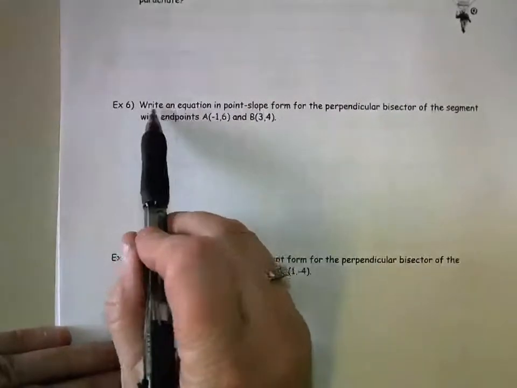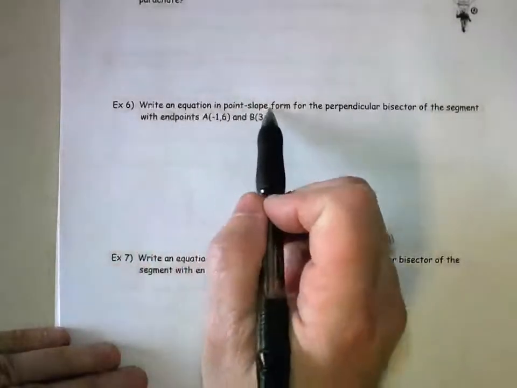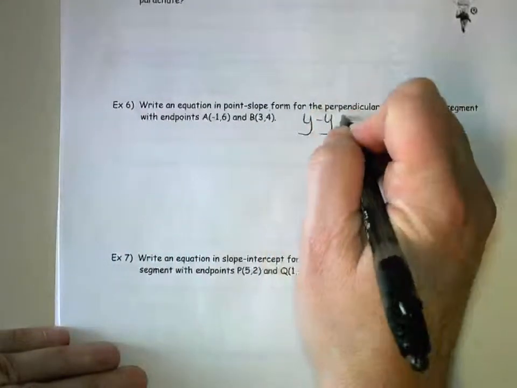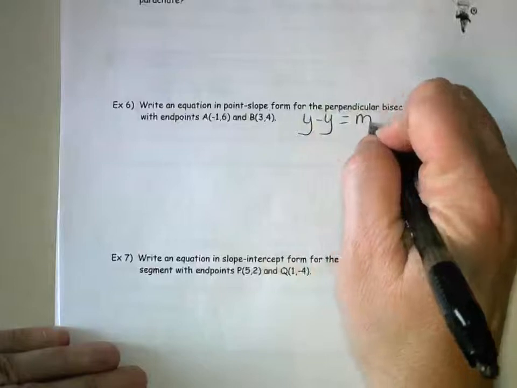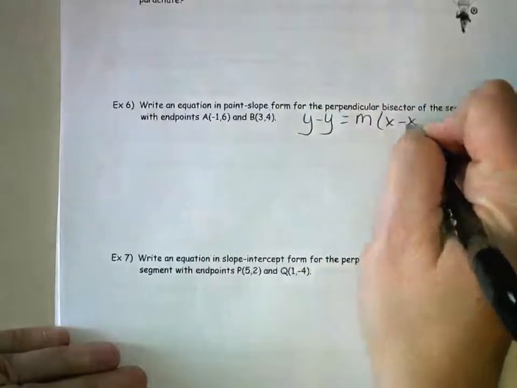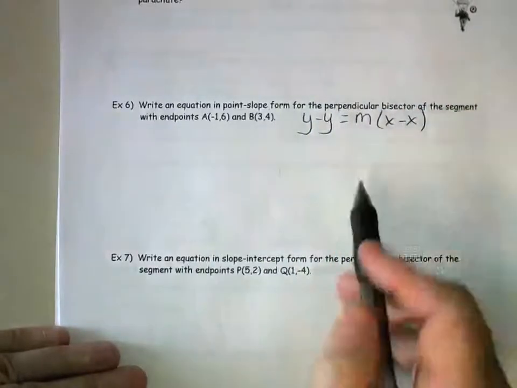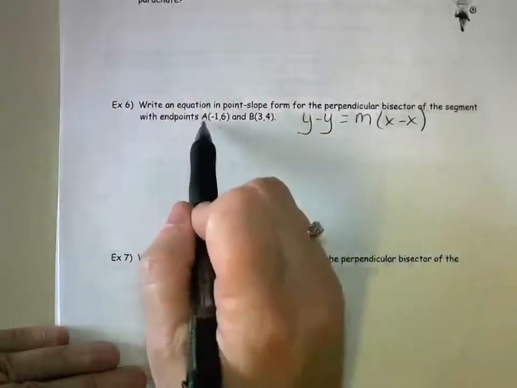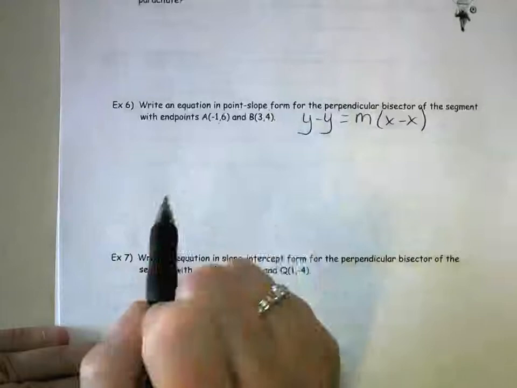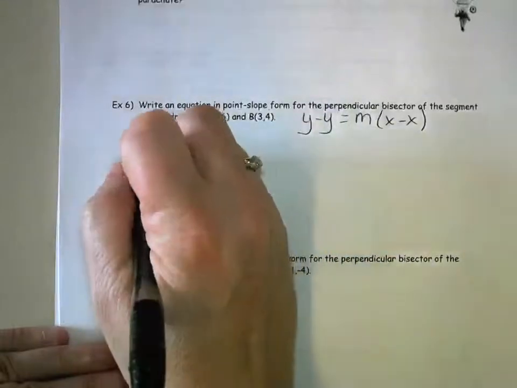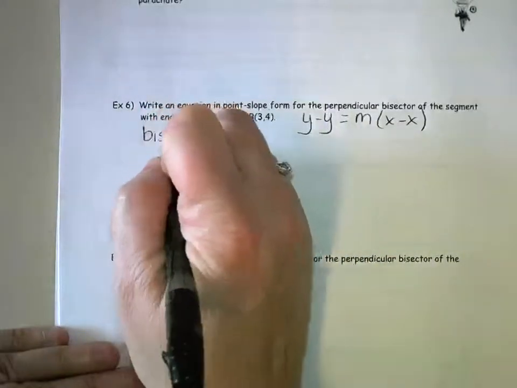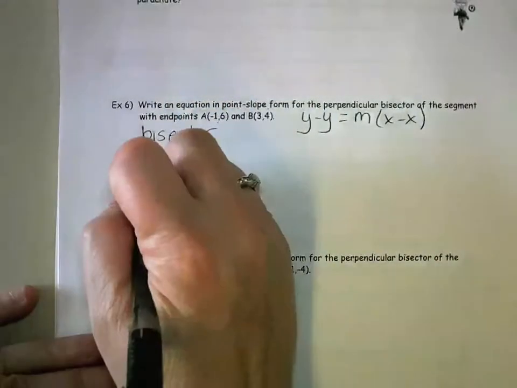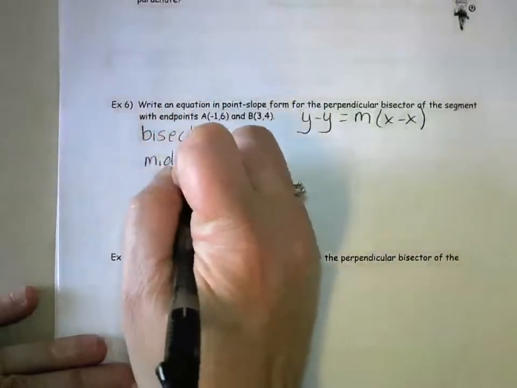Example 6, write an equation in point-slope form. Just a reminder, point-slope form is y minus y equals m times x minus x. And we want the perpendicular bisector of this. So, first of all, we need to find the bisector of those 2 points. And the bisector is the same as the midpoint.